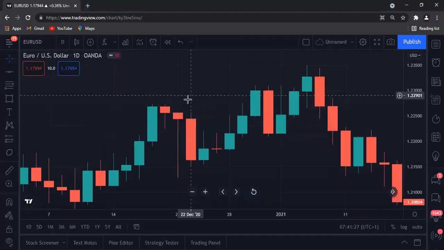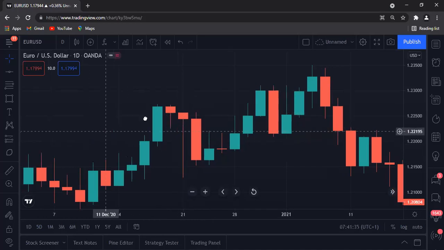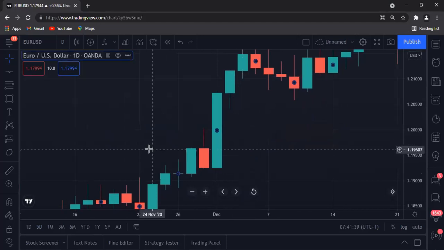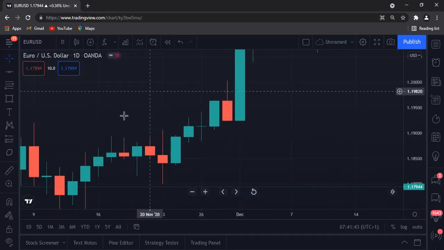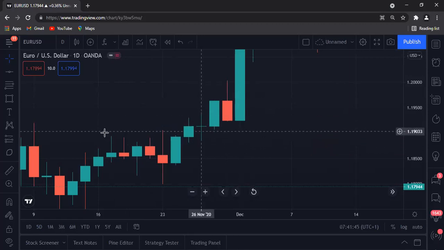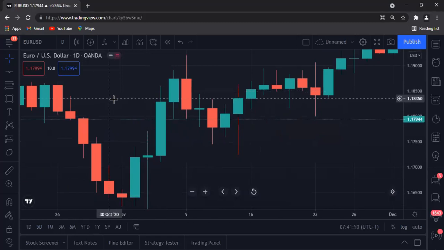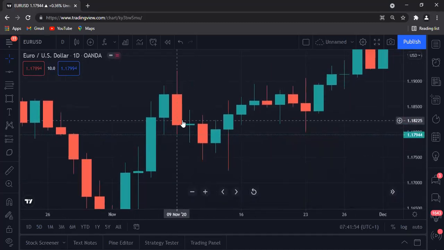Okay. This guy here is not a doji. I can't really call him a doji, but it has a name. This is a hanging man. I'll explain hanging man later. This is a doji, which really did not show much here. This is a doji here.